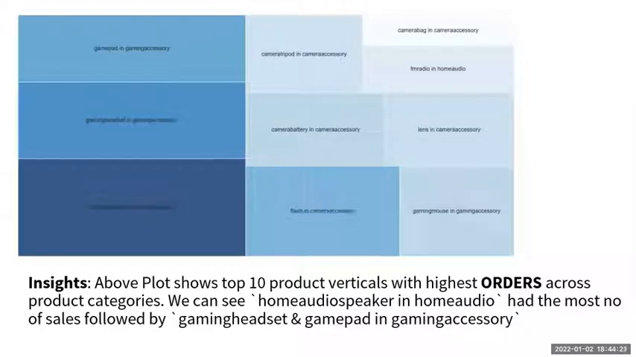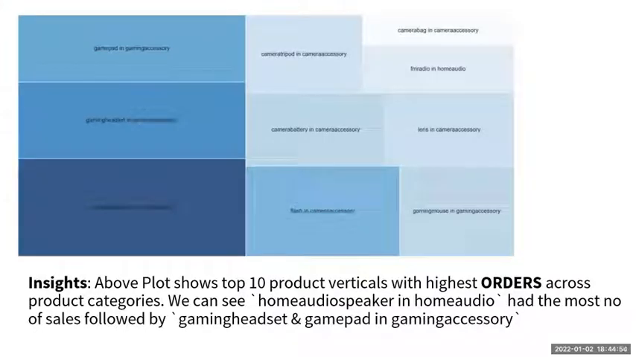So this slide is like a big question, right? Anybody would like to know what are the top product verticals which have the highest number of orders in all the 3 product subcategories. Here you see home audio speaker in home audio, then the second one is a headset in gaming accessory, and then a gamepad in gaming accessory. These are the top 3 product verticals, and of course the top 10 are all shaded. The higher the color intensity and the bigger the square, the more the magnitude of that particular product.